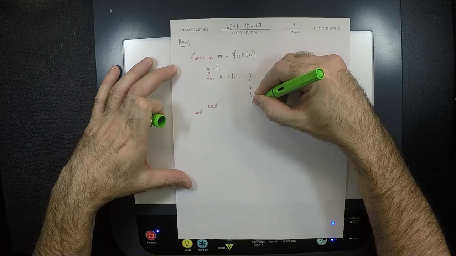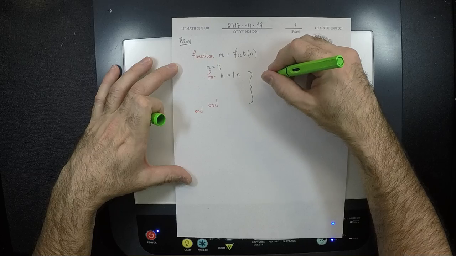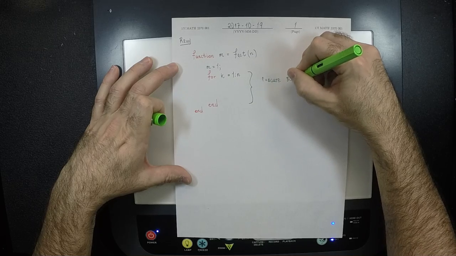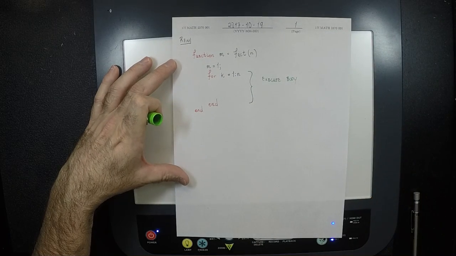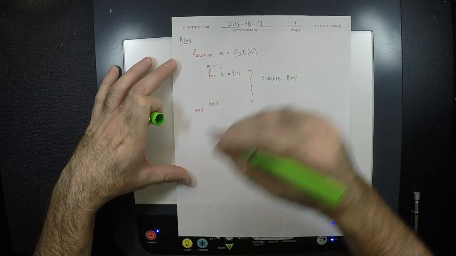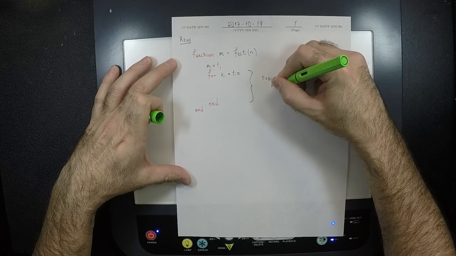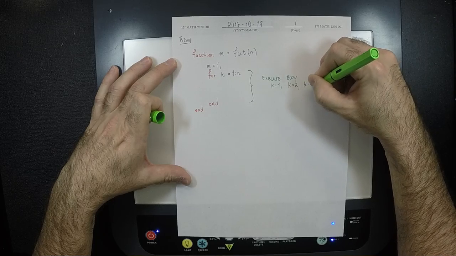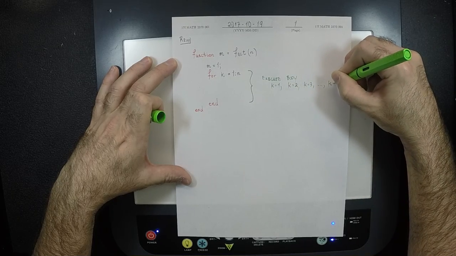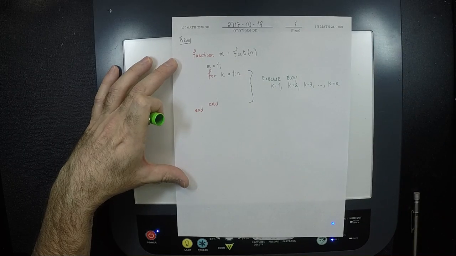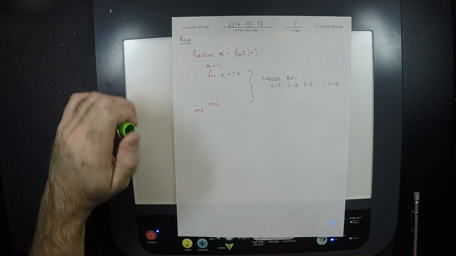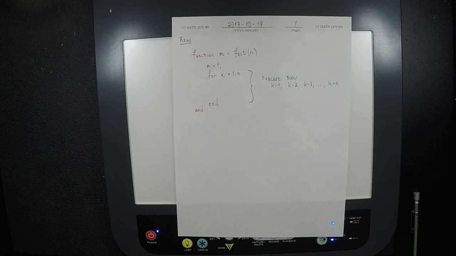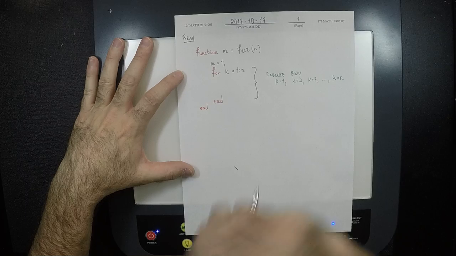Okay. So what this loop is going to do is execute the loop body for every value between 1 and n. It's going to execute it once for k is 1, once for k is 2, once for k is 3, all the way up to k is n. Okay, so that means that as this loop body executes, k is going to take these sequential values. So what should we be doing in that loop body?